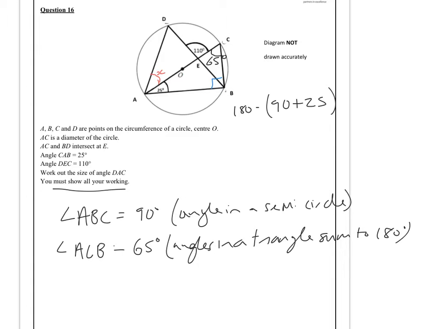And then using the angles in the same segment theorem, this angle here, which is the 65 degree angle that we just found, is the same as that angle there. So I'll label that on the diagram as 65 degrees. So I'm going to say angle ADB is 65 degrees. The reason is angles in the same segment.